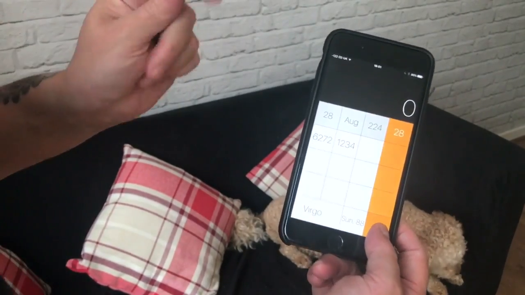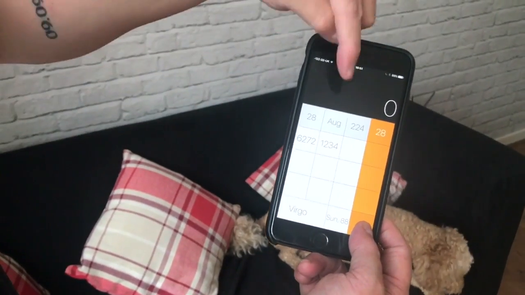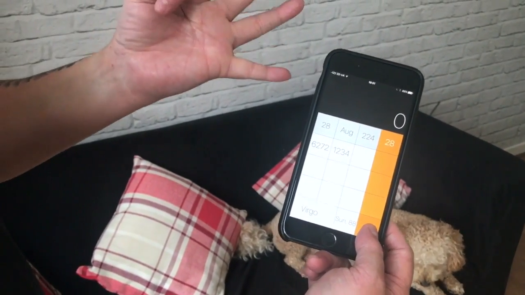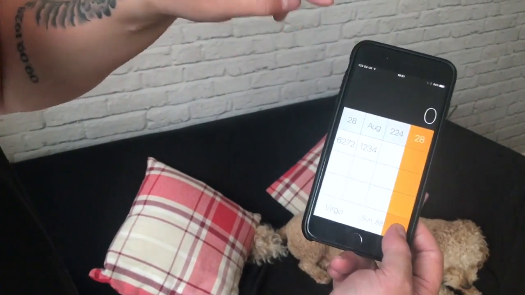So the new updates as well, some of the other things is this. The month now displays with 3 letters, and I think the first person to mention this to me was Patrick Kuhn.